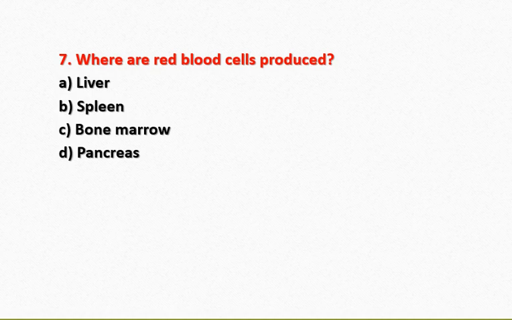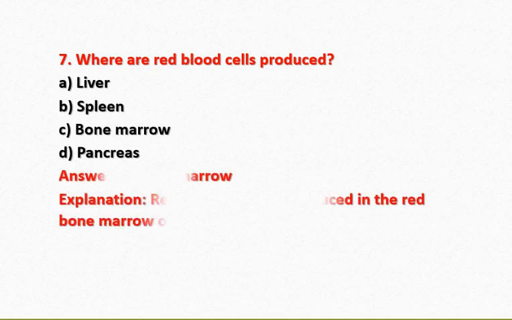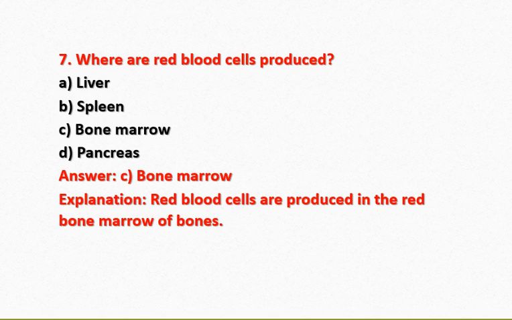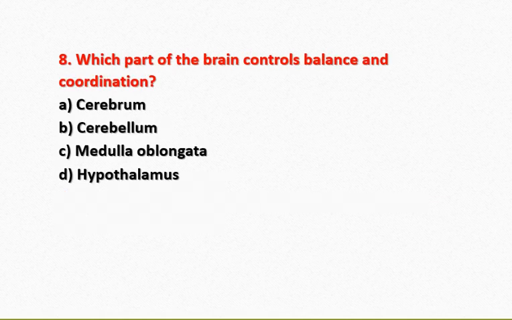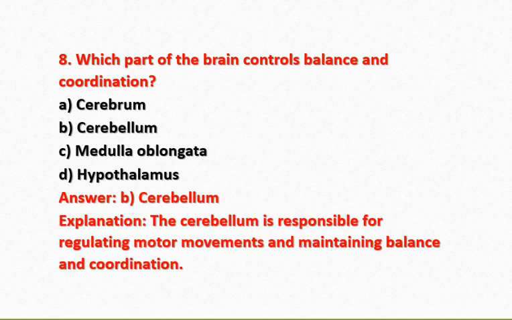Where are the red blood cells produced? Correct answer is option C, bone marrow. Which part of the brain controls balance and coordination? Correct answer is option B, cerebellum.